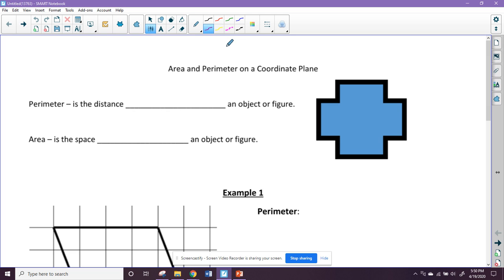Today we are going to be learning about the area and perimeter on a coordinate plane. So the perimeter is the distance around an object. So this object we have off to the side as shape is going to be the black perimeter here, and you're going to add up all the lengths of the sides. That's your perimeter.